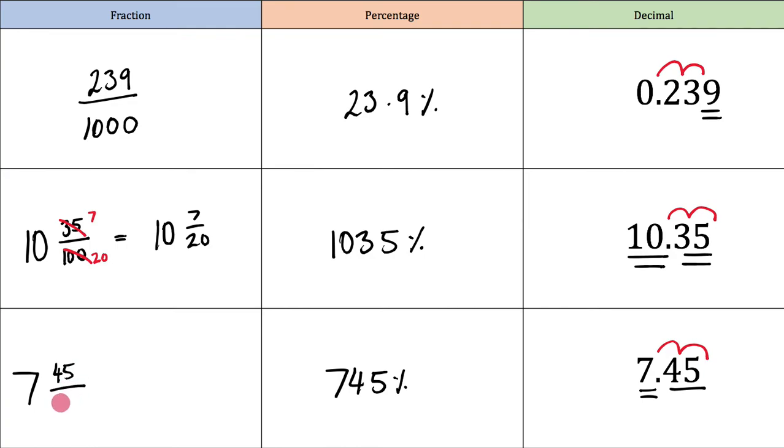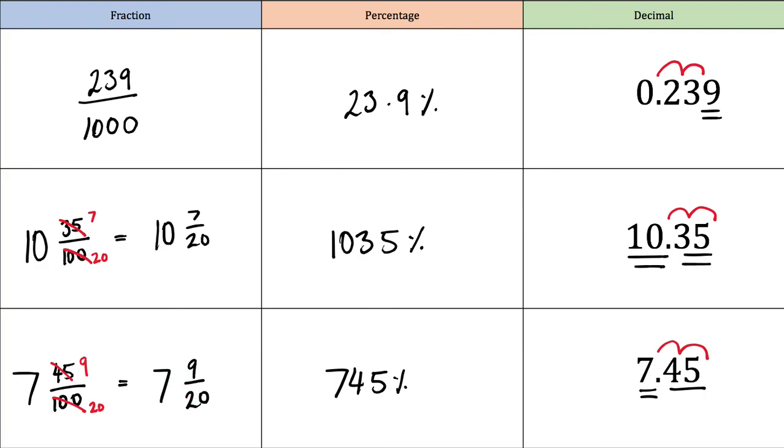45 over 100. I'll then simplify when possible, which is dividing both of these by 5. 45 divided by 5 is going to be 9, and 100 divided by 5 will be 20. So that means I'm going to be left with 7 and 9 over 20, and that will be my answer.